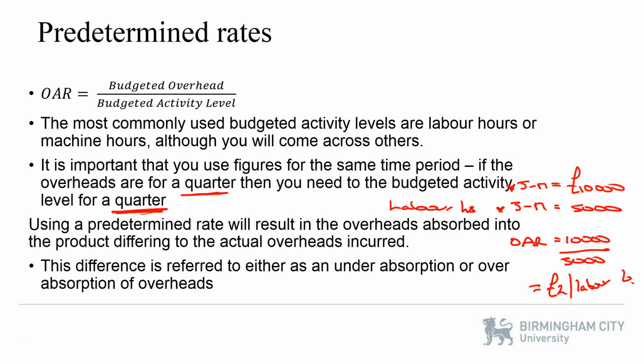What you will find, which is something that we will look at in a couple of weeks, is that because we're using a predetermined rate, the overheads that we've absorbed or added into the cost of our product will differ to the actual overheads incurred. And what we have is something called an under or over absorption of overheads. But again, that's something we look at in a couple of weeks' time.